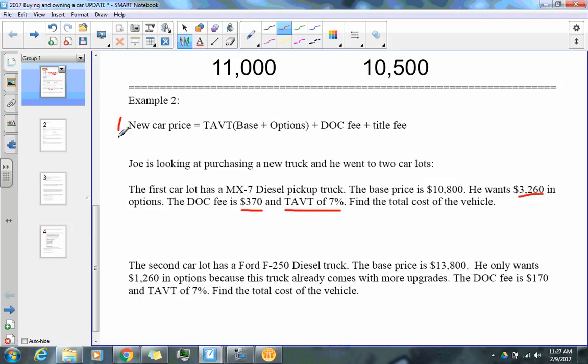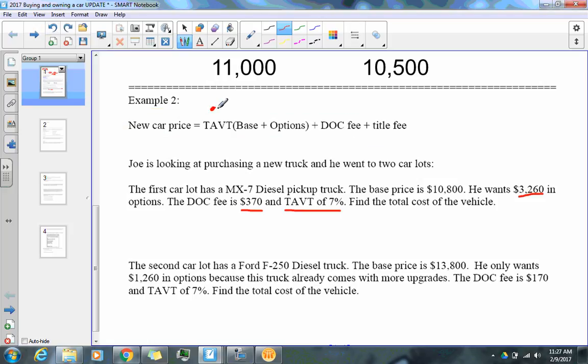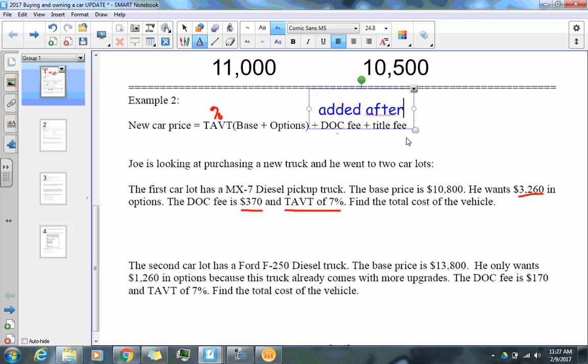Notice I give you a little formula here. The TAVT is the percentage times the base plus options. So you're only multiplying the tax by the cost of the car. Everything else, like the doc fee and the title fee, gets added after. I'm putting special mention on that because students are going to forget it and mess up on it.